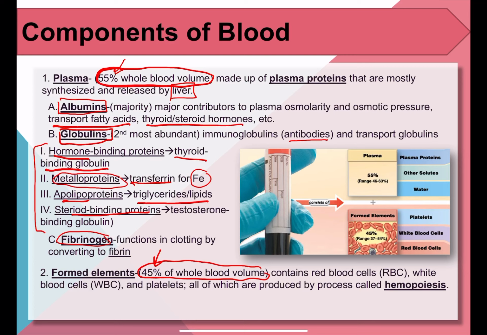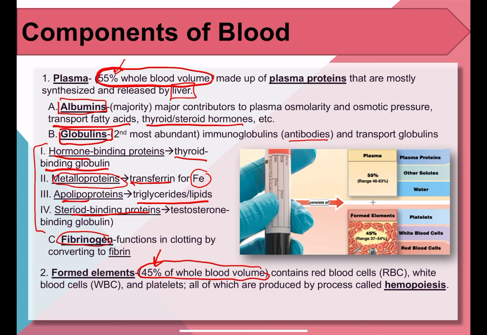All right, so this 45% of formed elements is the cellular components, okay? And the cellular components, of course, include your red blood cells, white blood cells, and your platelets, okay?